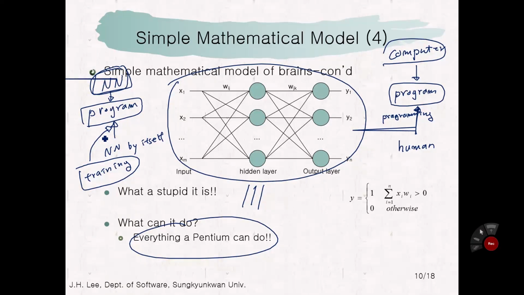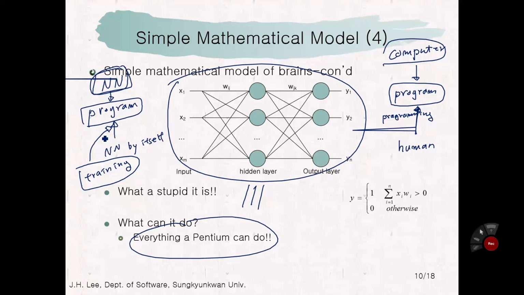Okay, it sounds great, but where is the program in a neural network? In a computer, there is a CPU and there are memories and so on. And there is a compiler, right? I make some program, then the compiler translates it to machine language and I load it to the memories, and the CPU will execute the program.